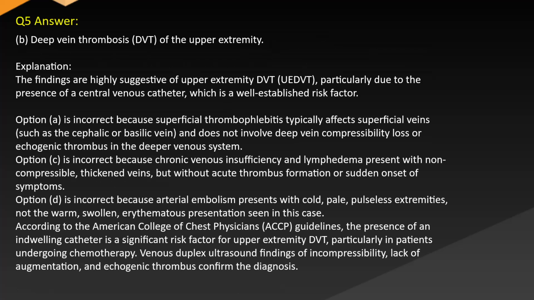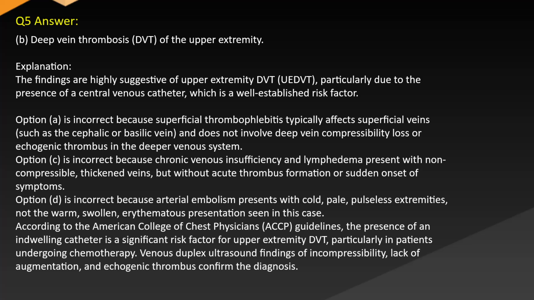Answer. B. Deep vein thrombus (DVT) of the upper extremity. Explanation. The findings are highly suggestive of upper extremity DVT, particularly due to the presence of a central venous catheter, which is a well-established risk factor. Option A is incorrect because superficial thrombophlebitis typically affects superficial veins, such as the cephalic or basilic vein, and does not involve deep vein compressibility loss or echogenic thrombus in the deeper venous system.